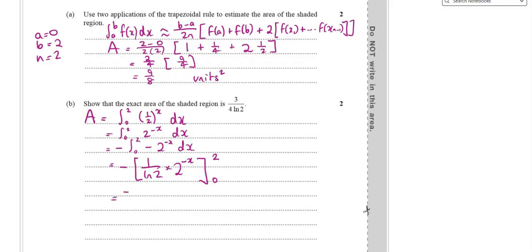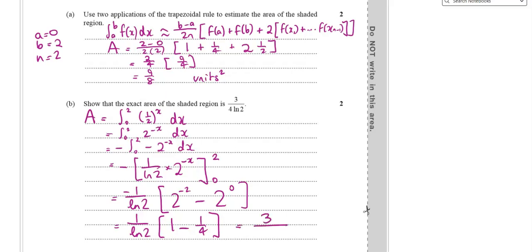1 over ln 2 is just a constant. I can pull that out the front. And so I've got 2 to the minus 2 subtract 2 to the 0. I can push that minus sign back in there. It's 1 over ln 2 of 1 minus a quarter, which is 3/4. So I get 3 over 4 ln 2 as required.